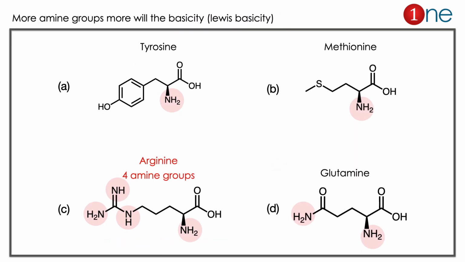Here basically the amino acids are given. In an amino acid, basicity is decided by the number of amine groups. So you have to draw the structure to find the amine groups. First you have to draw tyrosine. Tyrosine contains only one amine group, which is the amino acid functionality. Then you have methionine, which also has only one amino group. But you have the real competition between arginine and glutamine. Arginine has 4 amine groups, glutamine has 2 amine groups.